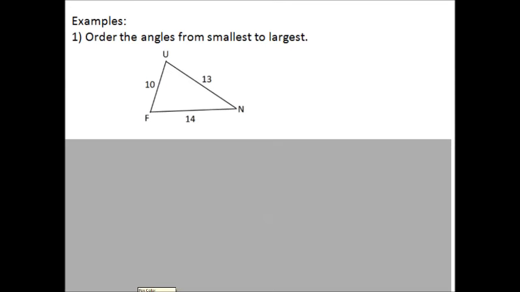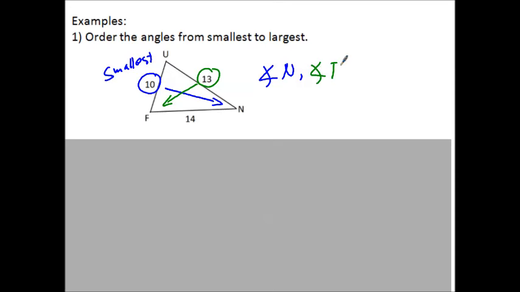Well, what is our smallest side length? Clearly 10 is the smallest, and therefore we know that the angle across from it has to be the smallest angle. Angle N is the smallest angle. The next smallest side would be the side with the length of 13, which is across from angle F. And the largest side is the side with the length of 14, and that's across from the angle U. And that's all that we have to do here.